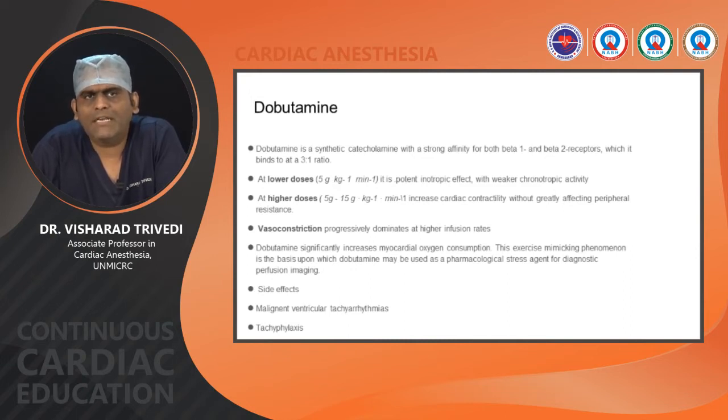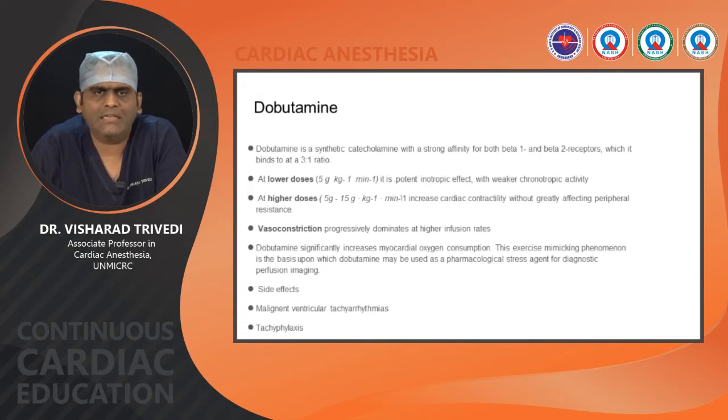Dobutamine significantly increases the myocardial oxygen consumption because it will increase the heart rate as well, through its chronotropic action. Now this exercise mimicking phenomenon is the basis upon which dobutamine may be used as a pharmacological agent for diagnostic perfusion imaging as well as in stress echocardiography. Side effects are mainly ventricular tachyarrhythmias because it has a chronotropic action as well, and tachyphylaxis. You can see this tachyphylaxis with almost all the inotropic agents.